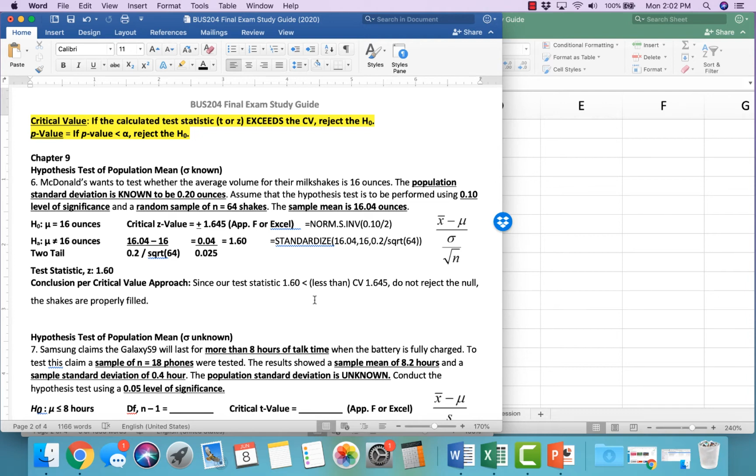That's why we do not reject the null. For me, I find it helpful to draw out the curve and map out where my critical value is and where my test statistic falls, so I can visually check that I've made the correct decision.